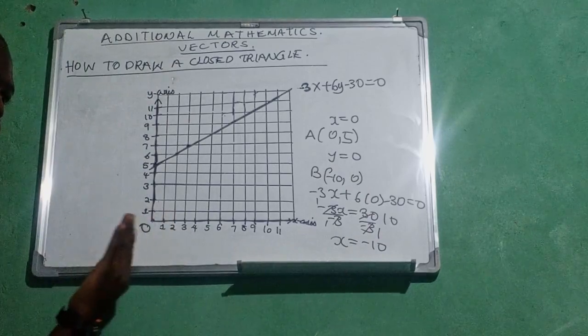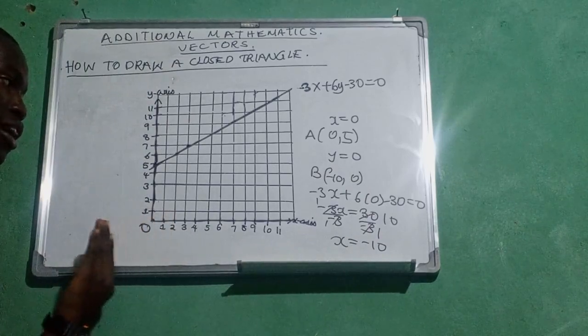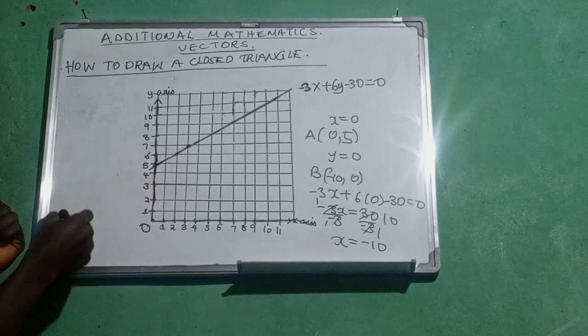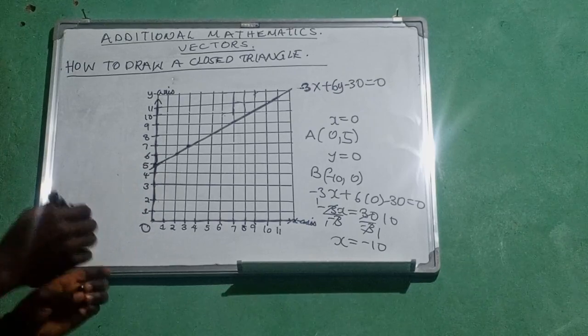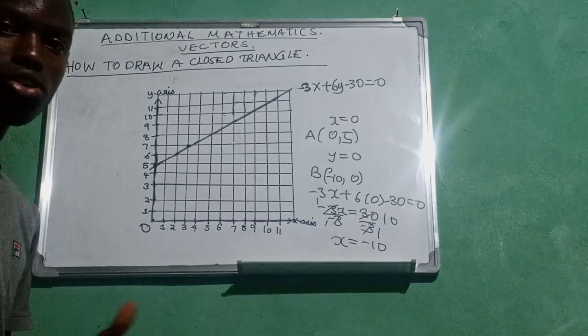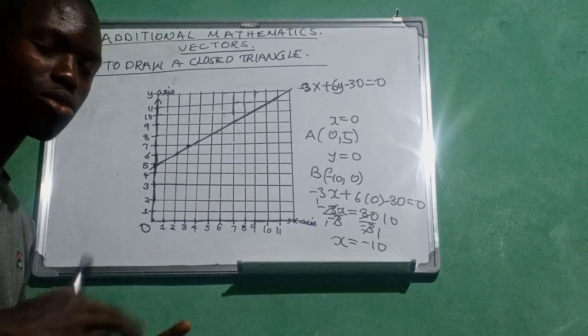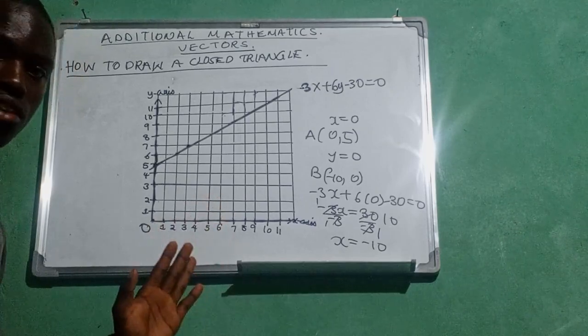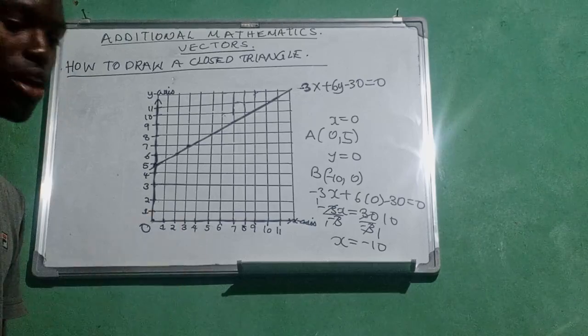This side of the x-axis, we would have put our -10. So this line is going to go down all the way and cut the x-axis at (-10, 0). But it's not needed. Your closed triangle doesn't need to do that. You can do that, but this is just an example, so it is best you do that.